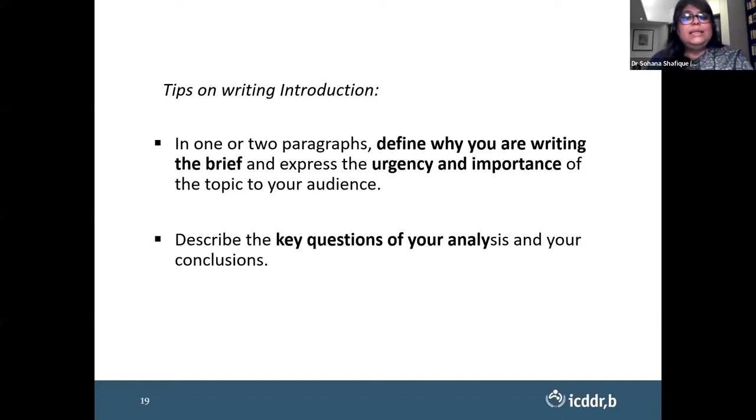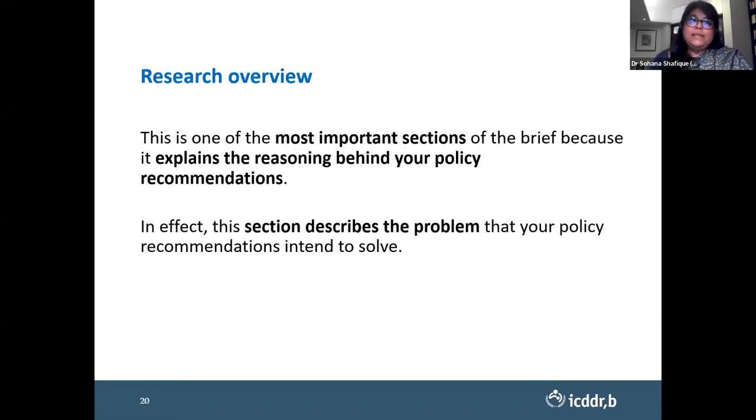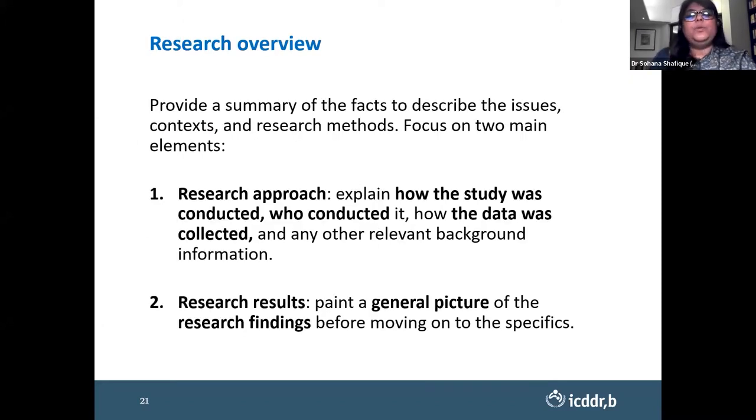And we have to discuss the key questions of your analysis and your conclusion here. So towards the end of the introduction, you have to write the key questions of your analysis. Then the research overview. This is the most important section of the brief because it explains the reasoning behind your policy recommendations. In effect, this section describes the problem that your policy recommendation intends to solve. The research overview provides a summary of the facts to describe the issues, the context, the research methods, and focuses on two main parts: the research approach and the research results.